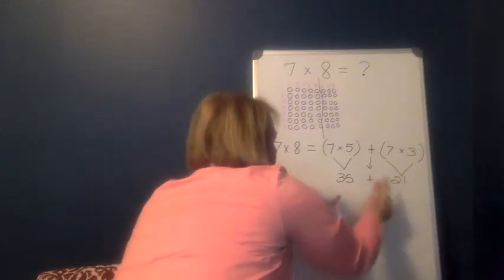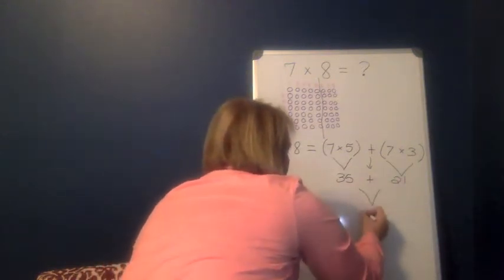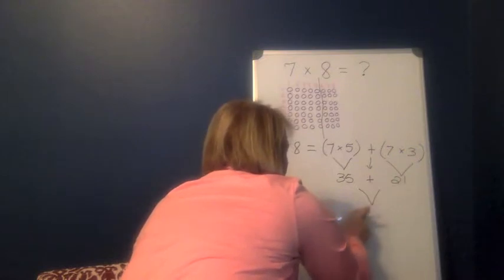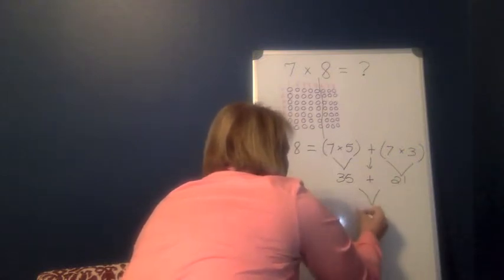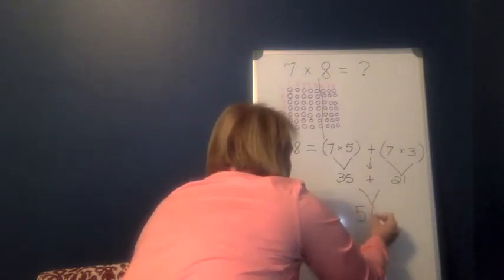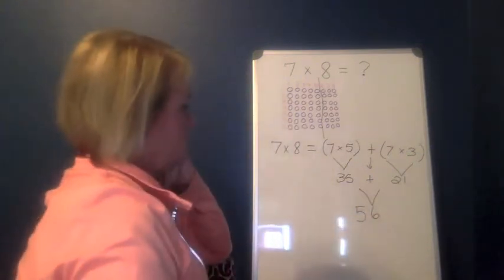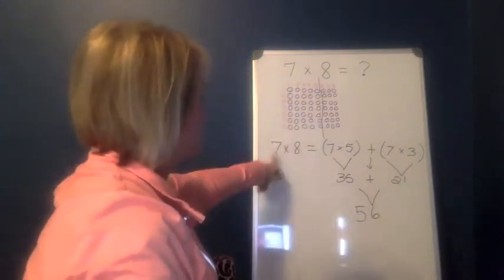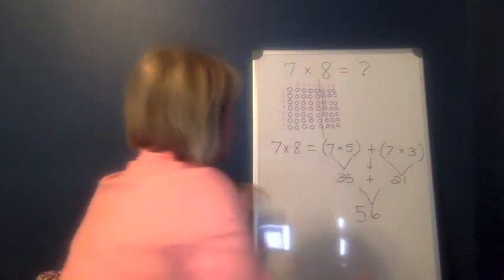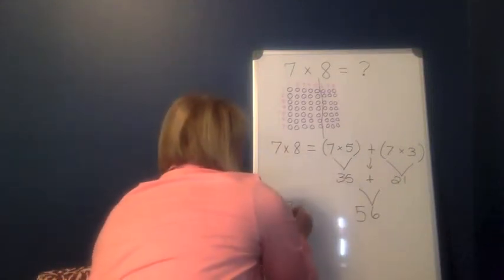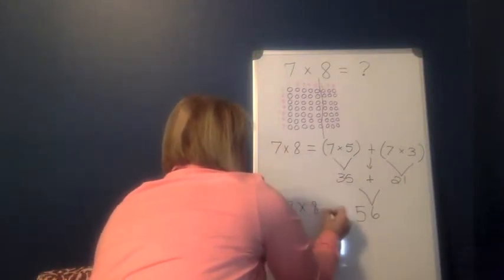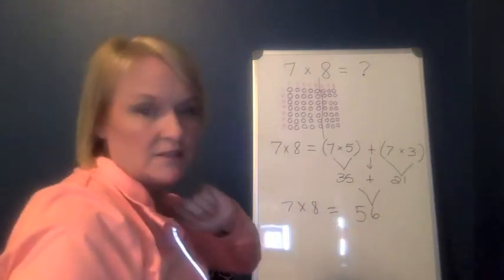35 plus 21 is, whoops, that's a bad 5, is 56. 35 plus 21 is 56. So 7 times 8 equals 56. And you can bring this down now. 7 times 8 equals 56.